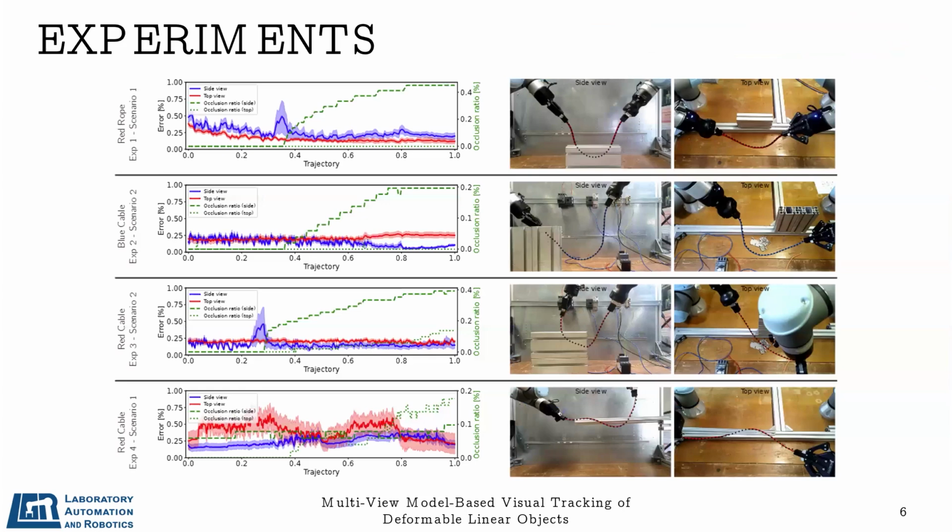The experimental results are illustrated in these plots. Tracking performance remains consistently robust across a diverse set of test DLOs and scenarios, with the average distance to centerline error remaining below 1% in all cases.